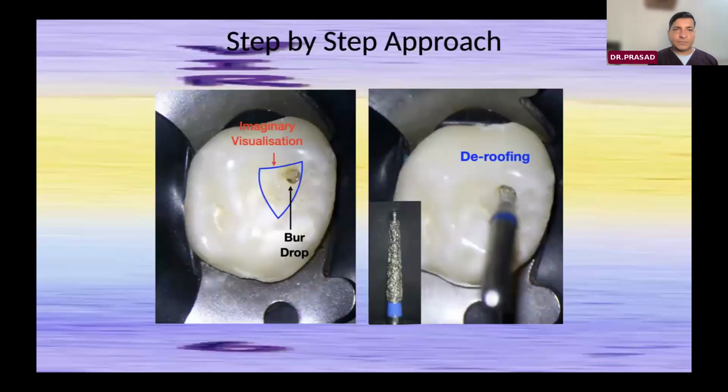access opening. So the first step is imaginary visualization, or three-dimensional visualization in your mind, of how the access opening shape is going to be. Then you are going to use an SF41 or a small size round bur to get an initial bur drop.